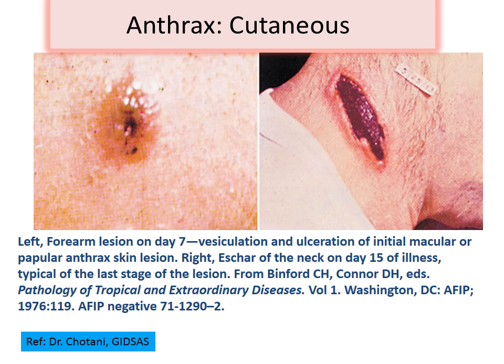Another cutaneous lesion you can see: day 7 vesiculation, and then gradually moving to ulceration of the initial macular or papillary anthrax skin lesion. And then on the right-hand side you can see typically a scar. That happens at 15 days of illness, and unfortunately that pretty much shows the typical last stage of the lesion, and then again it may be detrimental or fatal for the patient.